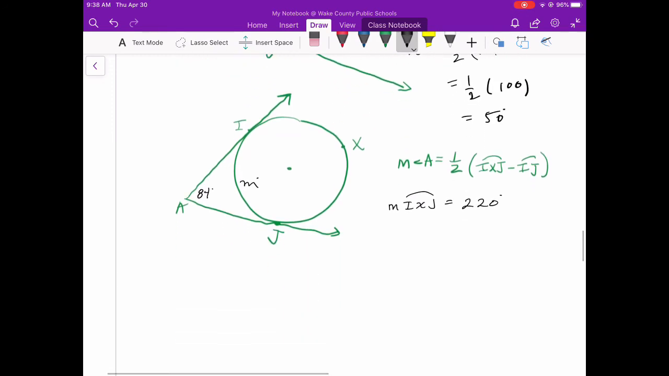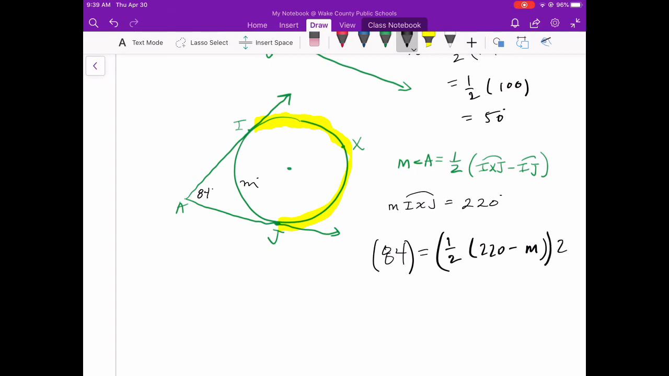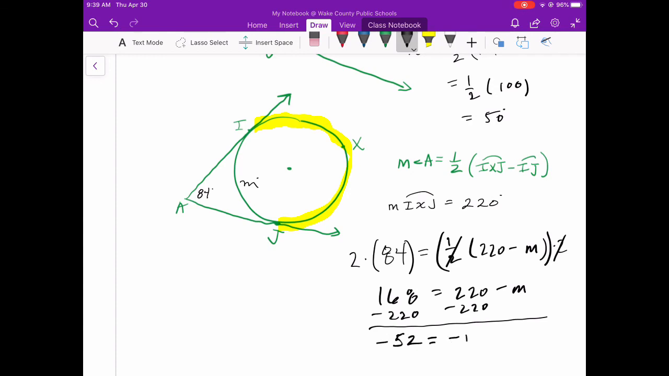Same thing would happen on this one. 84 is half of the big arc minus the small arc. Well, they tell me that arc IXJ here, that's this big one, this one right here, IXJ. They told me that that was 220 degrees, so that's definitely the big arc. So here we go, 220 minus M, and then I would just solve for M. So multiply both sides by 2. 168 is equal to 220 minus M. Subtract 220 from both sides, and you get negative 52 is equal to negative M. So 52 is equal to M. And that's how we would do that.